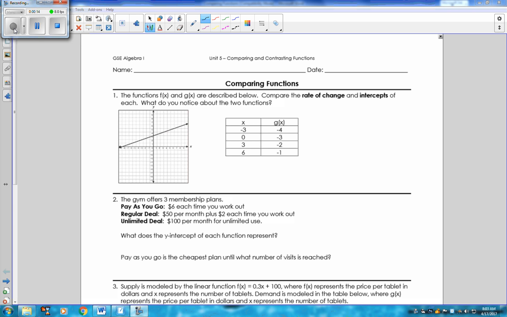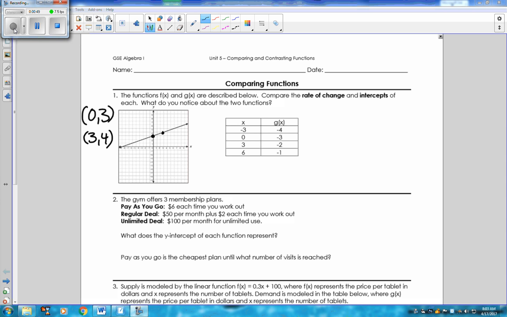I know the graph is a little hard to see, but the y-intercept is at 0, 3. So this point right here is at 0, 3. The next point that I know for sure is the point 3, 4. So about right there, that point is 3, 4.